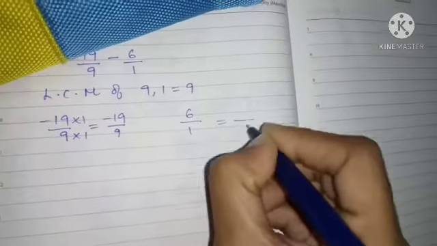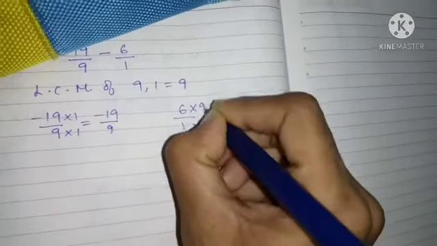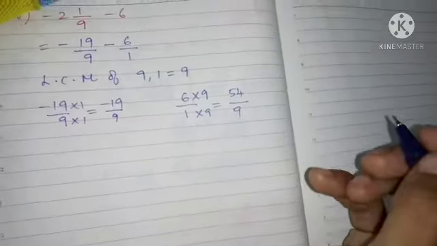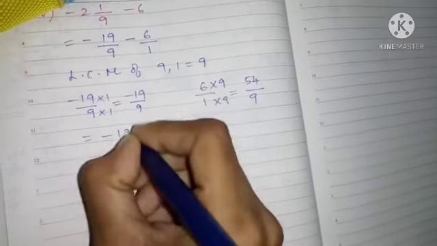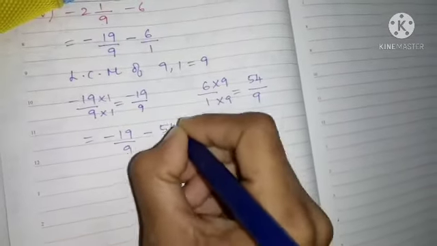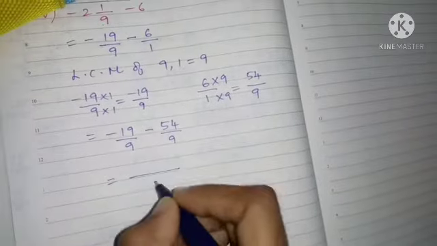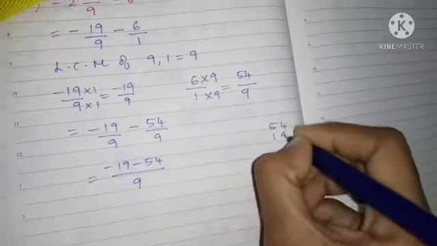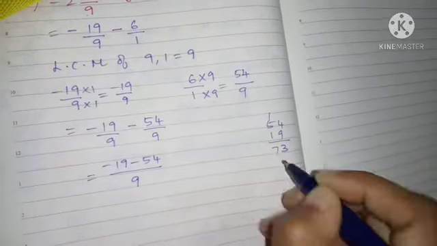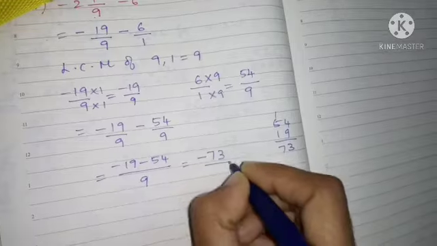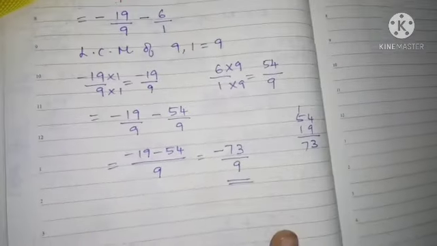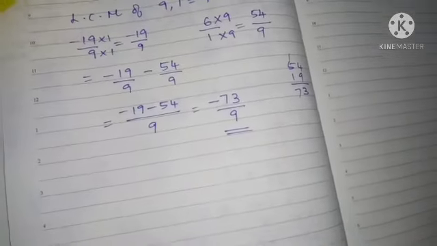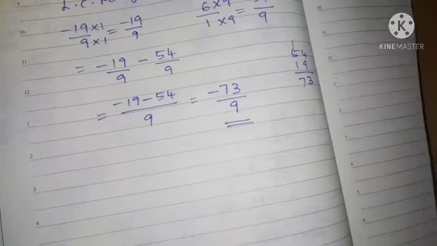6 by 1, I have to make it as 9. 9 6s are 54. So minus 19 by 9 minus 54 by 9. So in this, 9 is common. Minus 19 minus 54, 54 plus 19 is 73. Minus 73 by 9. Answer is what? Minus 73 by 9. Is there any possibility to cancel? No. Okay.